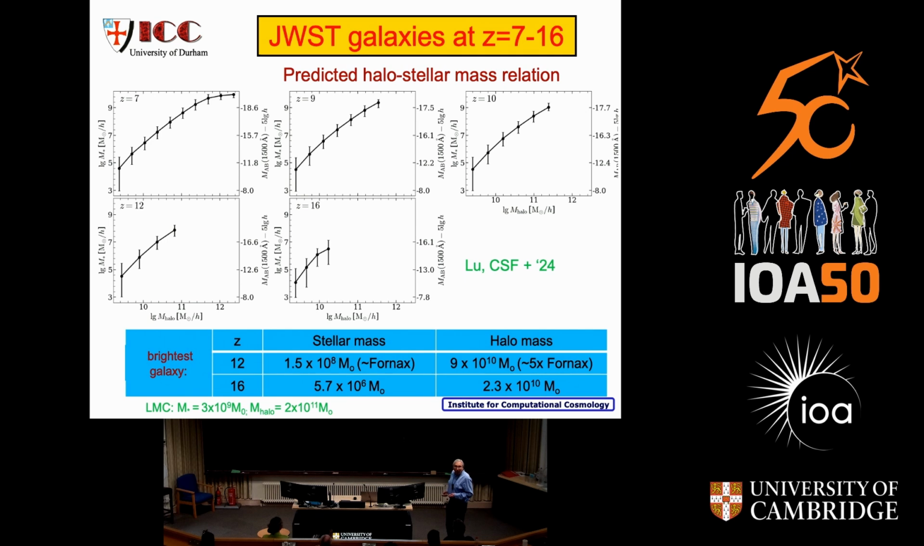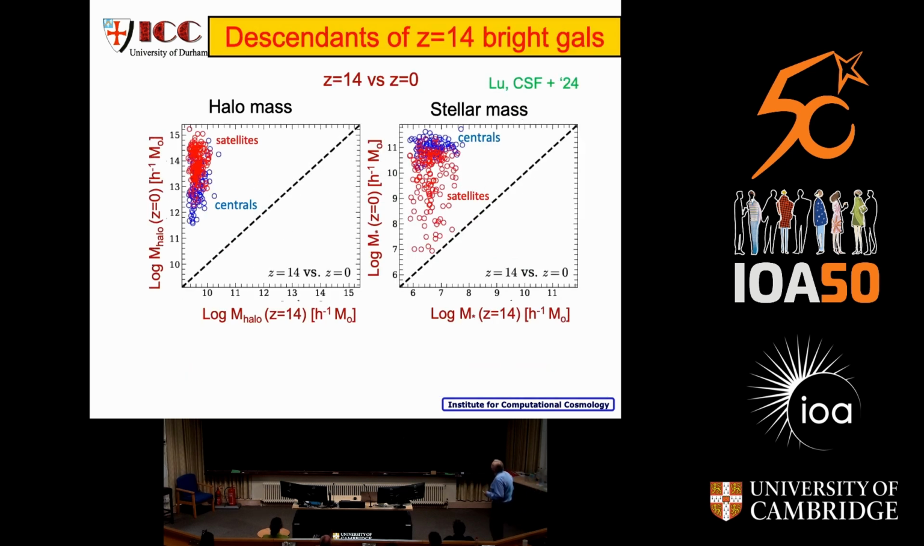When people talk about massive galaxies, they're not massive. They're just bright. And they're bright because they have a top-heavy IMF. Anyway, so we can do things observers can't, like see where they would end up today, their descendants. And you see here that depends on whether they're satellites or centrals.